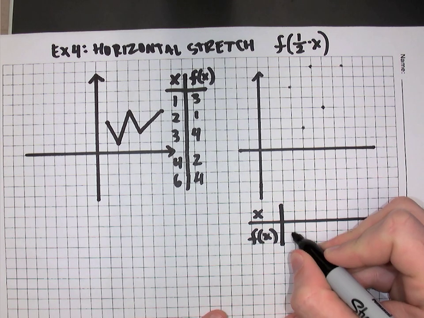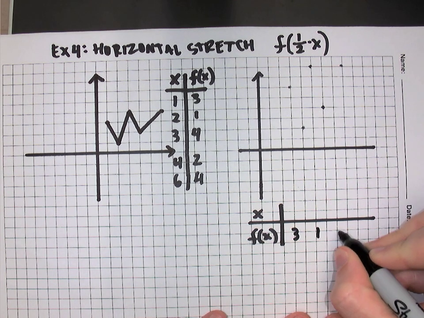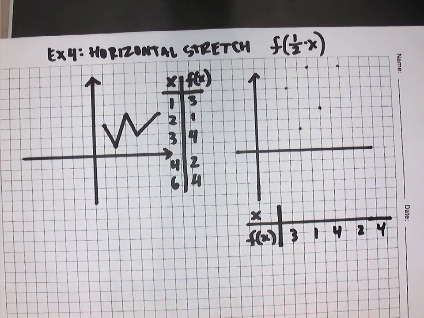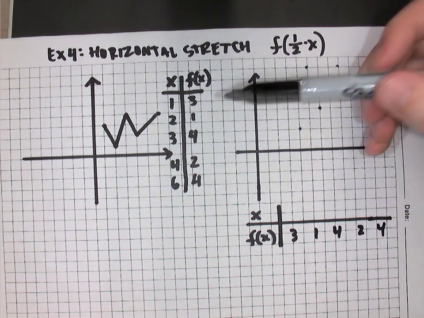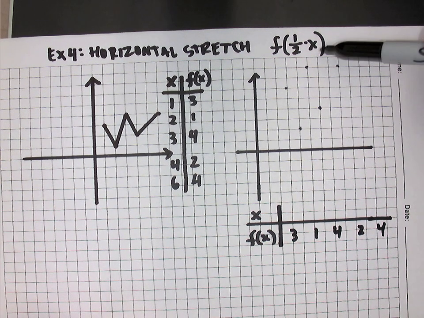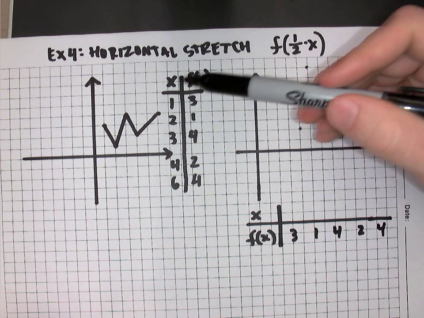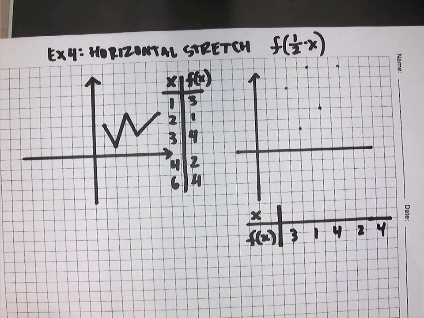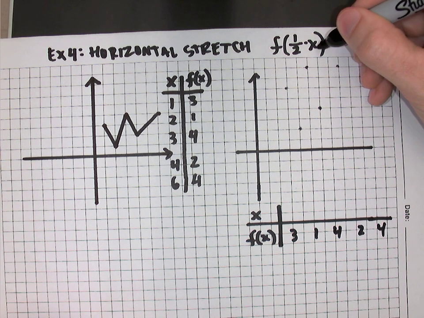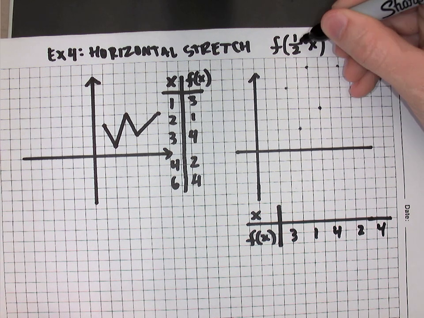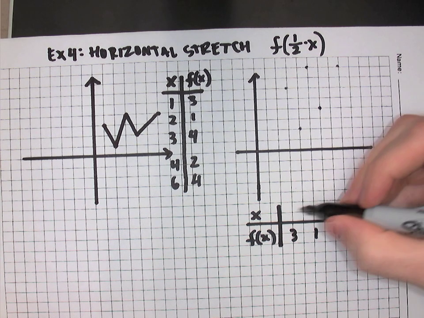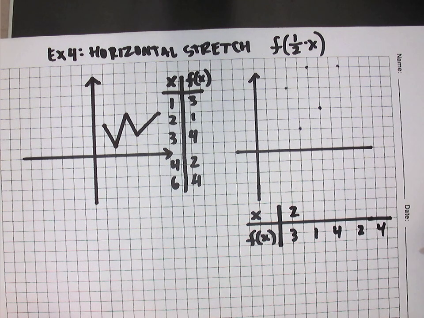Let's put my table down here instead. 3, 1, 4, 2, 4. And what we're asking ourselves is what values do I need to plug into my initial function to first get x equals 1, or to get the input to equal 1, which will give me an output of 3. So if I plug 2 in for x, that'll give me 2 times a half, which is 1, so my eventual input will be 1, and that'll give me an output of 3. So I must have the ordered pair 2, 3 on my graph.